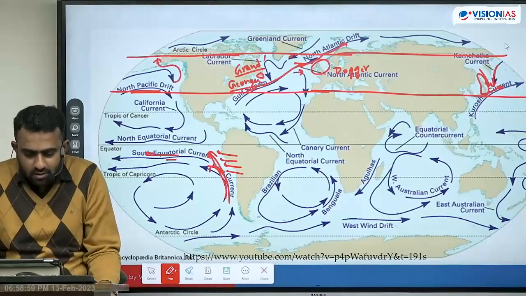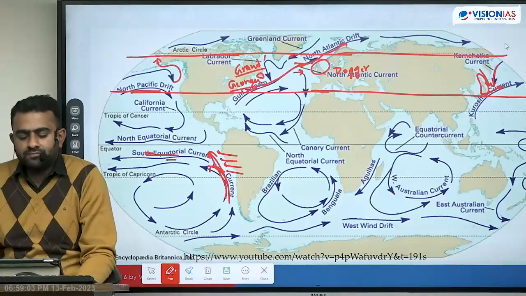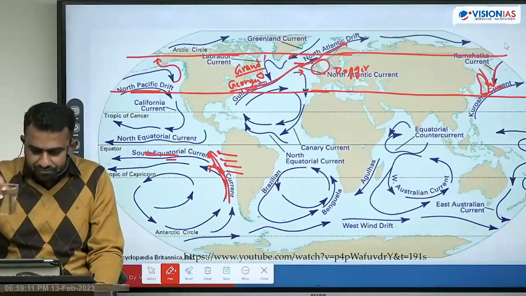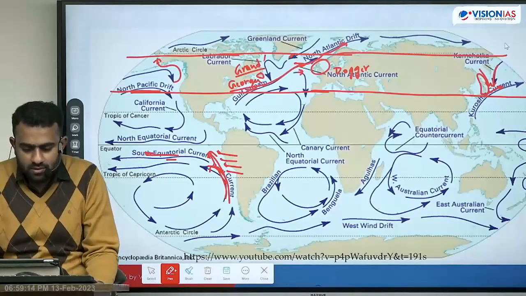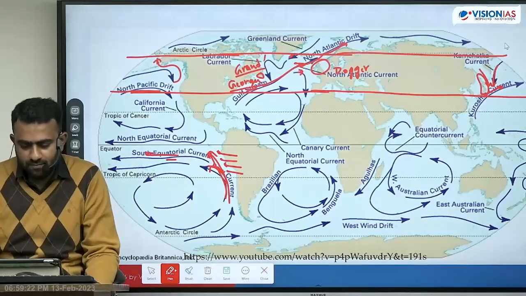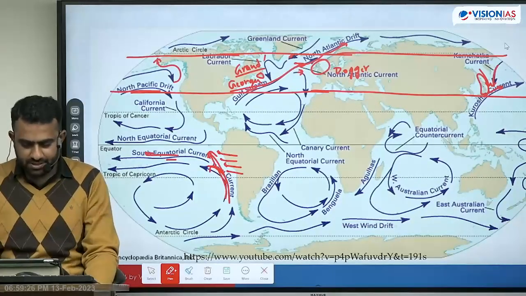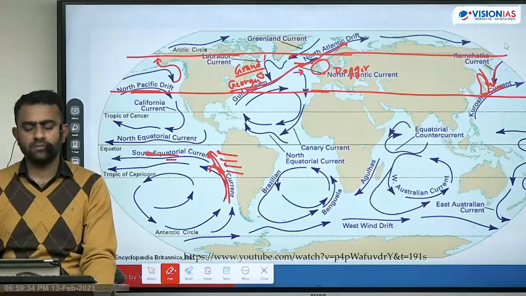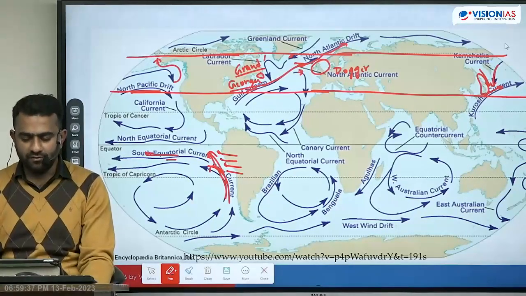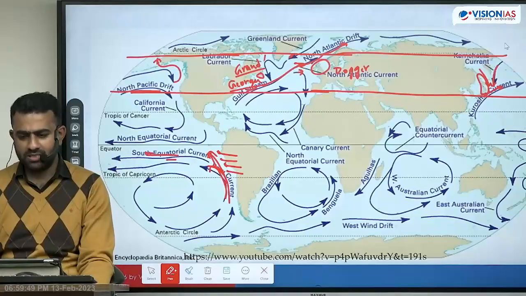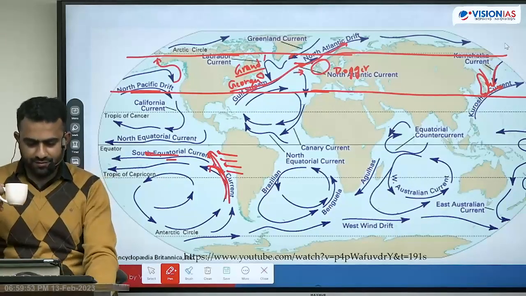Warm and cold ocean currents merging near temperate regions create favorable conditions for the development of large scale fishing banks.